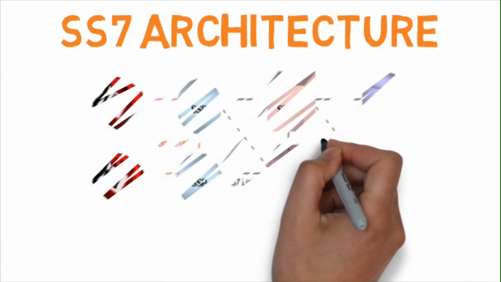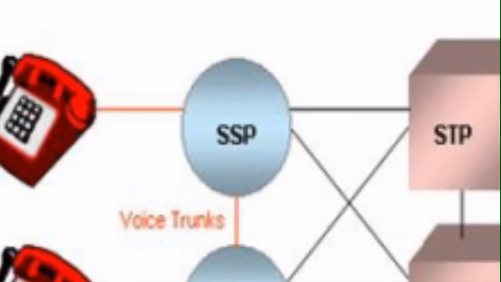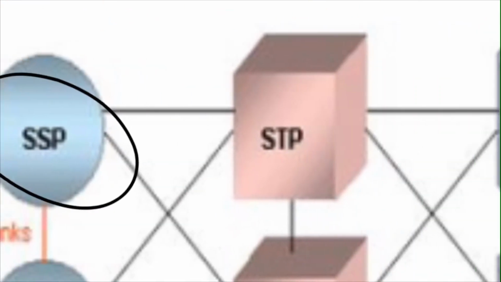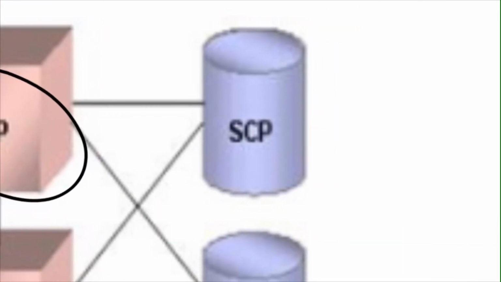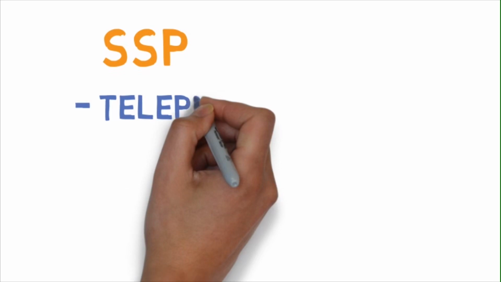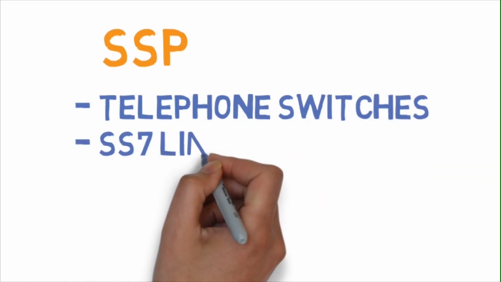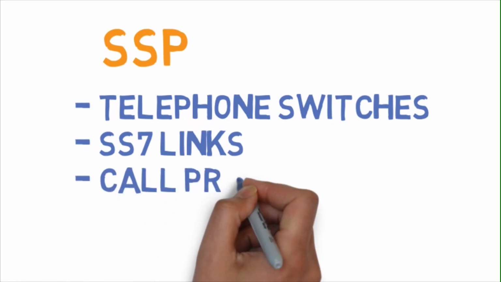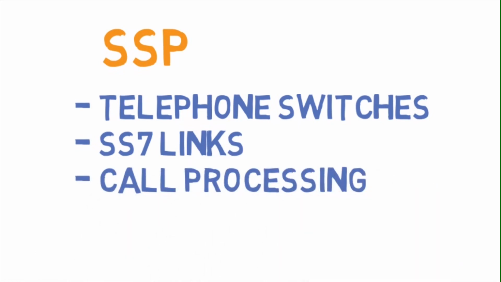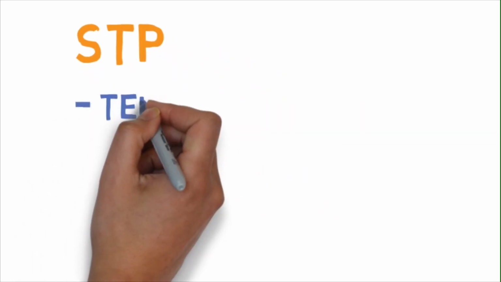There are three basic network elements in the SS7 architecture: the SSP, the STP, and the SCP. The service switching points are the telephone switches that are interconnected to each other by SS7 links. The SSPs perform call processing on calls that originate, tandem, or terminate at that site. The signal transfer points are routers that relay messages between network switches and databases.